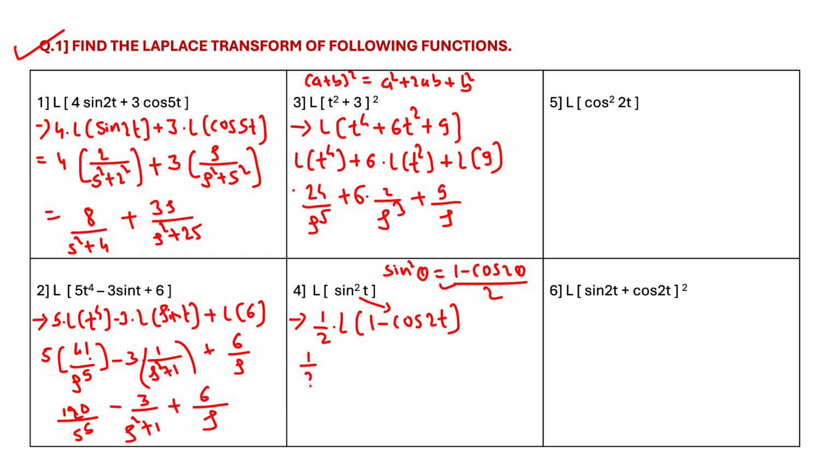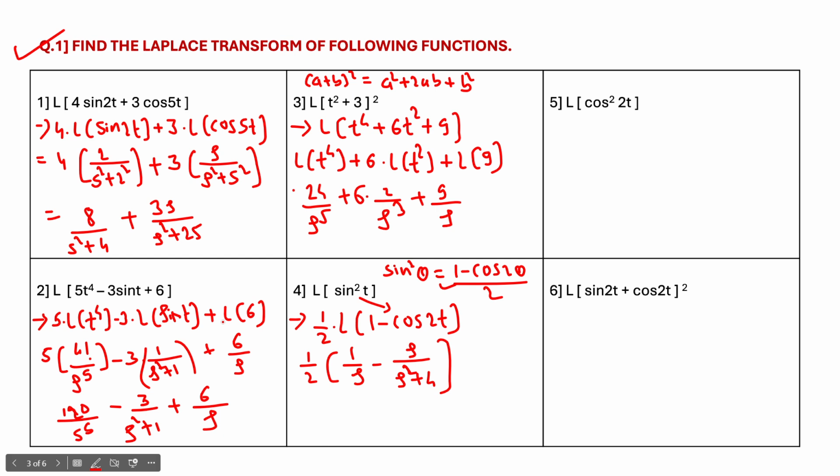And now 1 by 2 in bracket Laplace of 1 is 1 by s and minus Laplace of cos 2t will be s upon s square plus 2 square, that is 4, okay. Or you can multiply 1 by 2 inside also, no worry, okay.